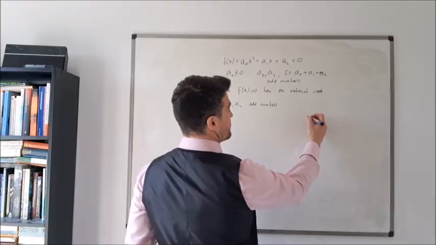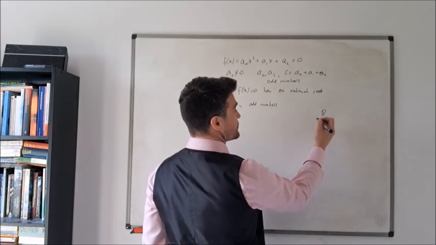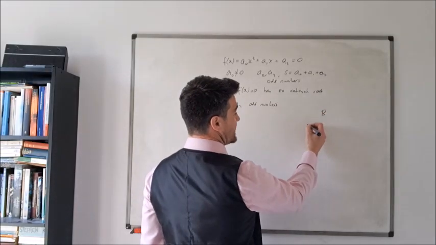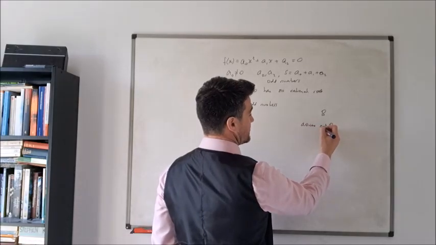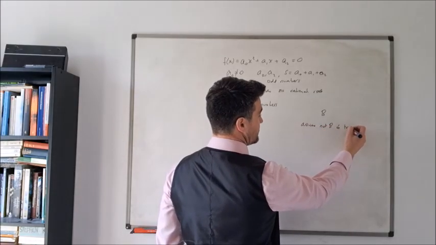So we want to prove that B is true. What we do then is we assume not B is true.